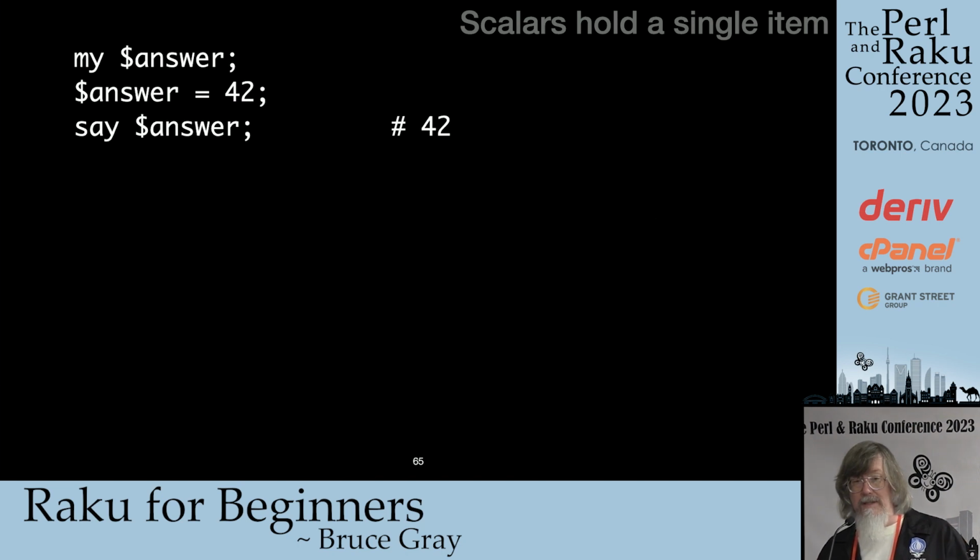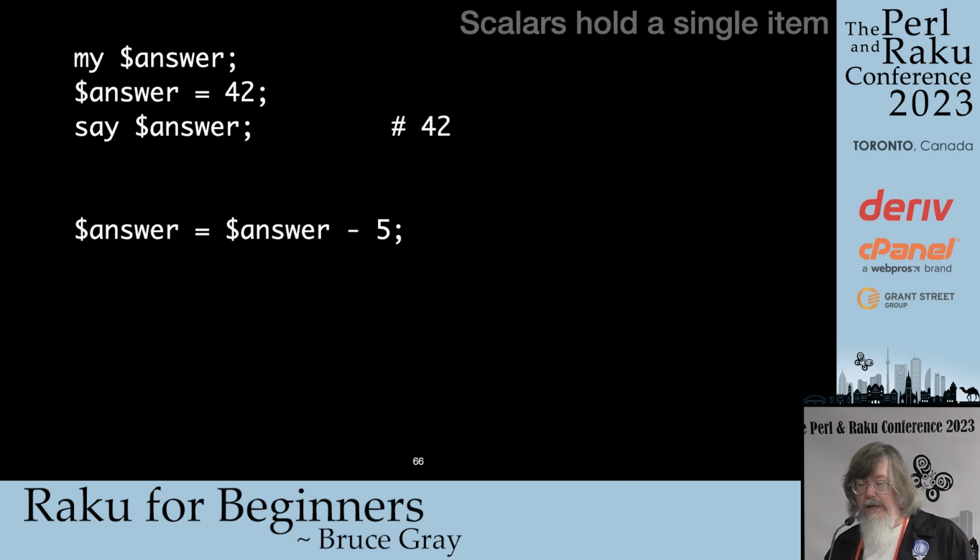It's like a box with a name written on it, and you put something in the box, and you can then see what was in the box by referring to it by name. We can change what's in the box. When the change is based on the old value, you can abbreviate. We talked about that in the sorting talk.